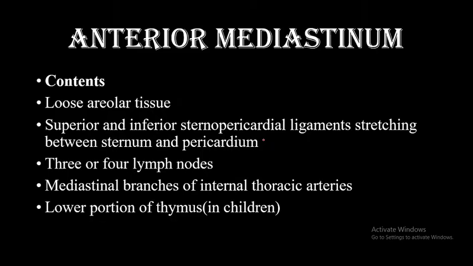Now, what are the contents of the anterior mediastinum? The contents include loose areolar tissue, superior and inferior sternopericardial ligaments stretching between the sternum and the pericardium. Then there are 3 or 4 lymph nodes. Then there are mediastinal branches of the internal thoracic artery and the lower portion of the thymus, which is present only in children. As we grow or when we become adults, the thymus shrinks inside and does not have any function here.